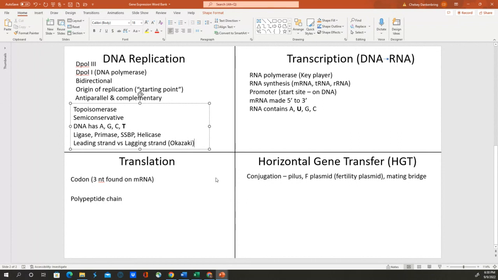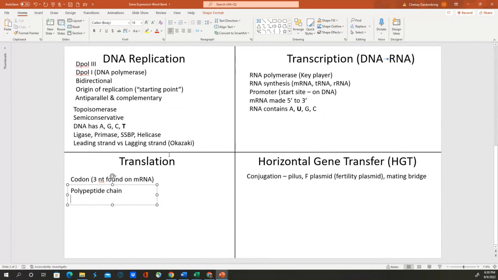All right, I think we got all of the DNA replication ones. Any questions so far, y'all, about any of these processes? Please, please don't be shy.